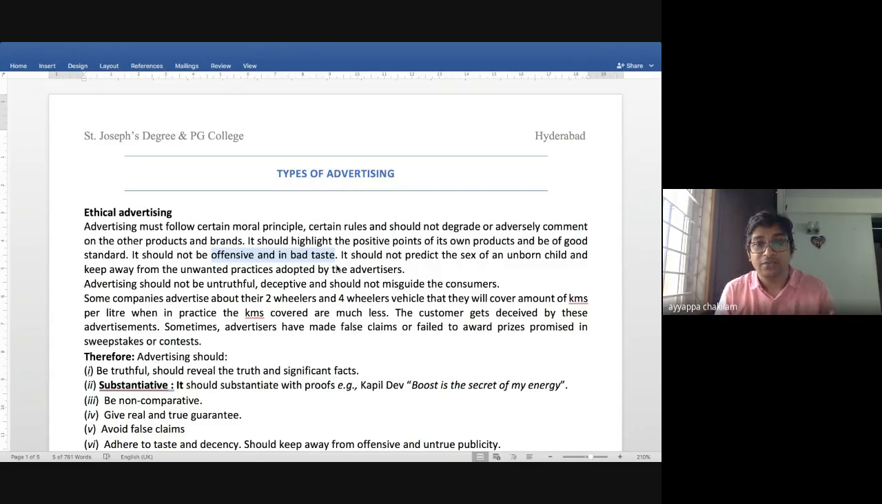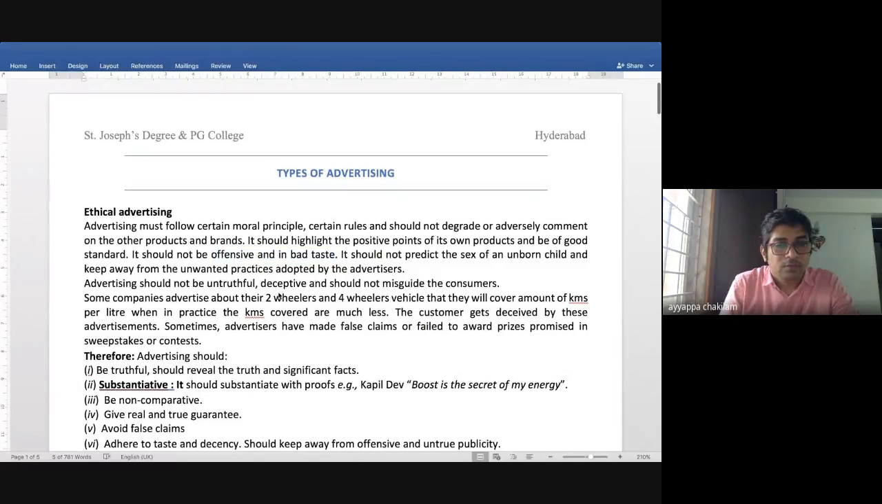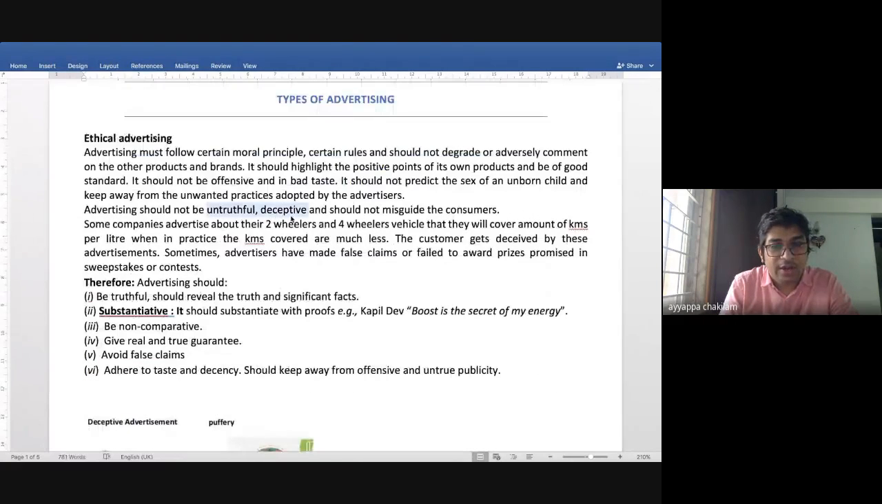Many a time we see various products that tend to show South Indian people in a negative way. That particular degrading becomes offensive for a particular region of South India. So it's not only about religion or caste, it's about various other reasons. You should not show anyone in bad taste. It should not be untruthful, deceptive, and should not misguide the customers.